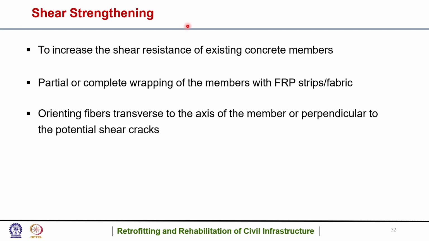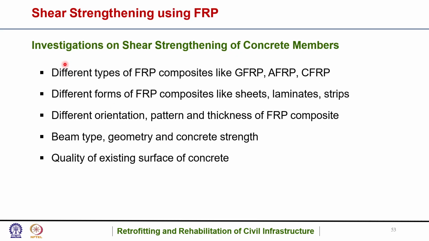So shear strengthening was basically done to increase the shear resistance of existing concrete members by partial or complete wrapping of the members with FRP strips or fabric, orienting fibers transverse to the axis of the member or perpendicular to the potential shear cracks. Okay. So the investigations on shear strengthening of concrete members can be based on different types of FRP composites, different forms of FRP composites, different orientation, pattern, and thickness, beam type, geometry, and concrete strength, and quality of existing surface of concrete. So these are the parameters.